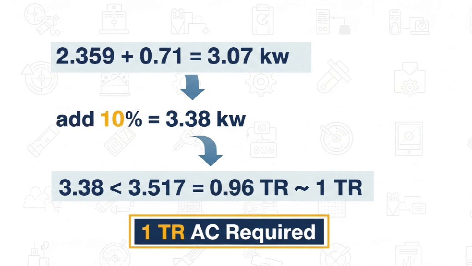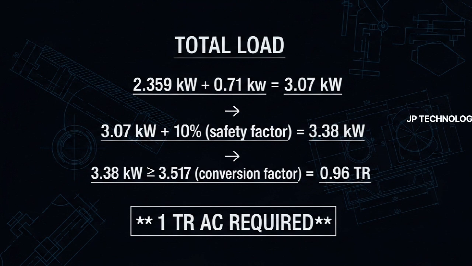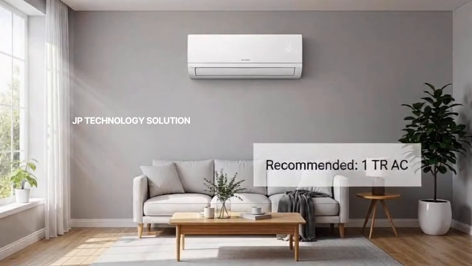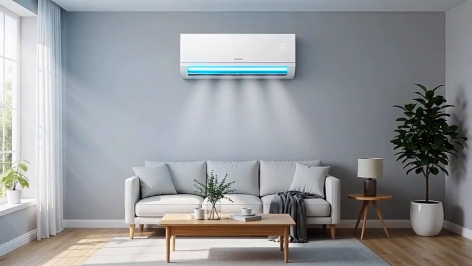When converted to tons of refrigeration, 3.38 divided by 3.517 equals 0.96 TR, which means roughly 1 TR AC is required. So for this room, a 1.0 TR, 3.5 kilowatts, split AC is ideal. If the room gets strong sunlight or has poor insulation, you can go for 1.2 to 1.5 TR. Always prefer an inverter AC for better efficiency.